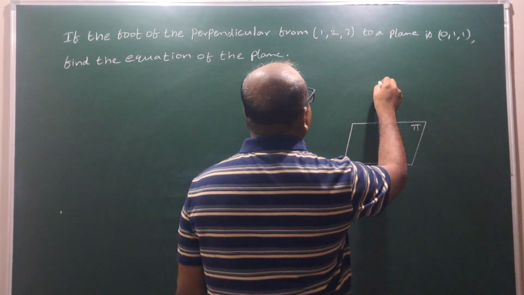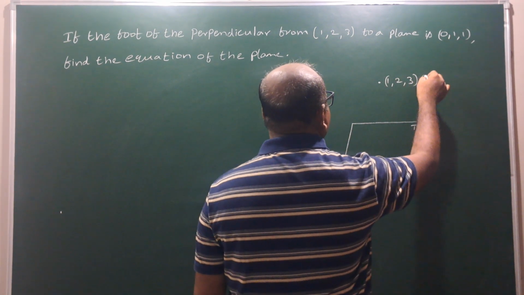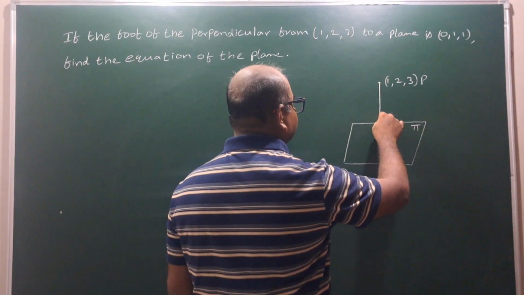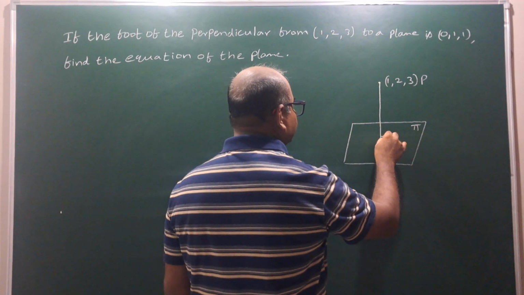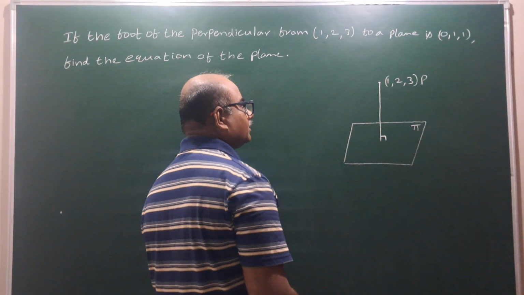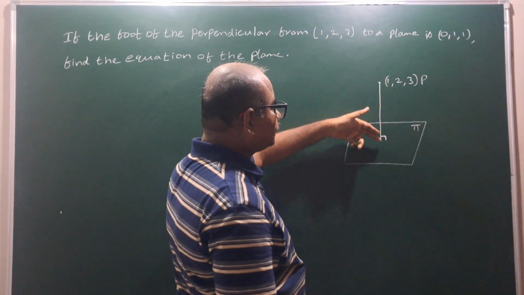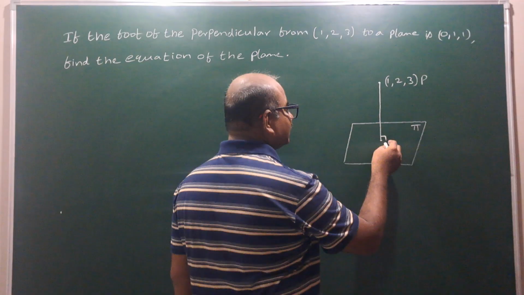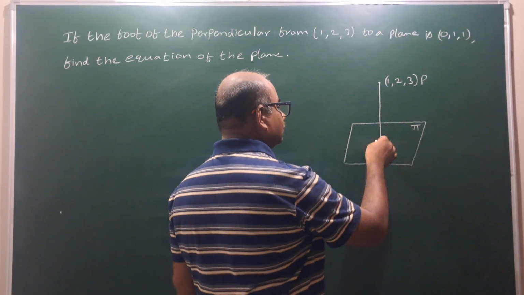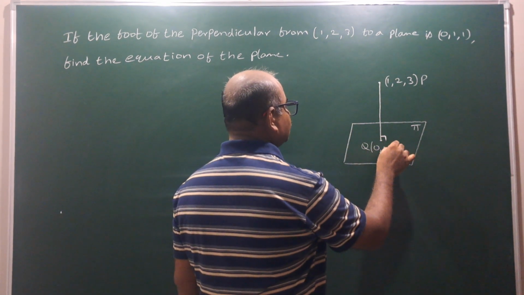Let us take one point here, (1, 2, 3). Let us say this is P. From this point we can draw a perpendicular like this to the plane. This symbol represents that it is perpendicular to the plane. So here we have to draw a perpendicular from this point to this point. This point is treated as the foot of the perpendicular. Let us say this point is Q, and this is given as (0, 1, 1).